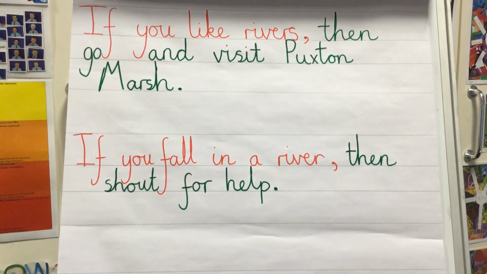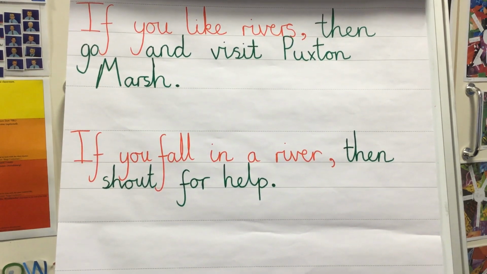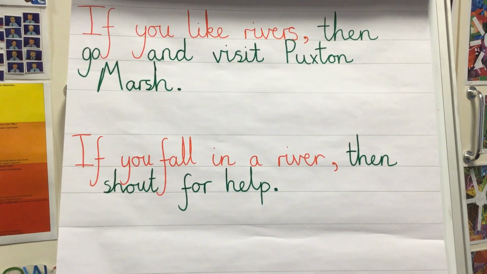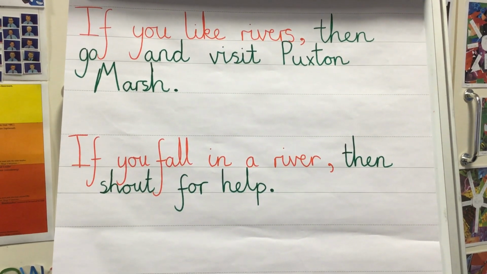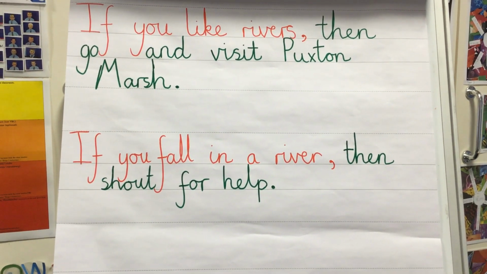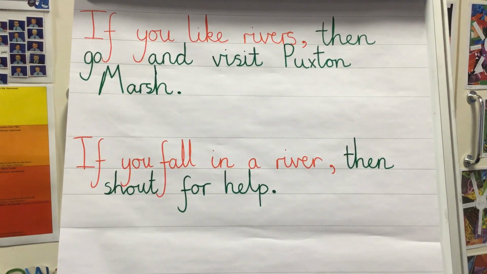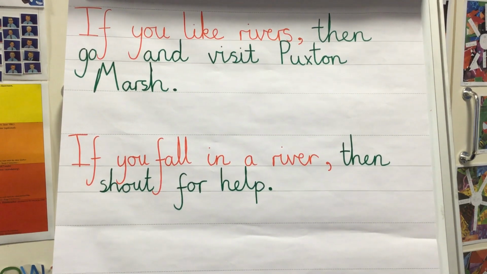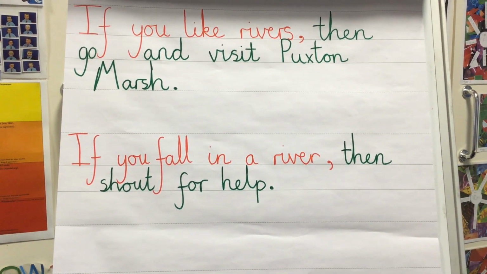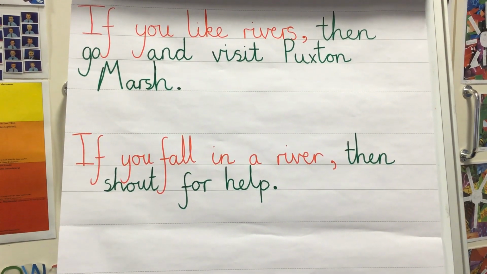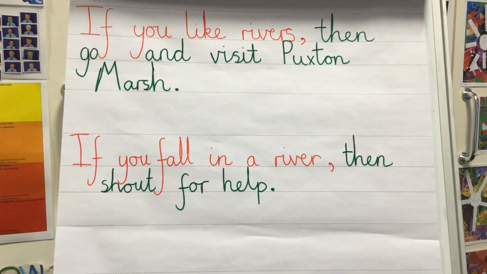So I had a little go at writing my if-then sentence too. If you fall in a river, I've started that part of the sentence, the subordinate clause, with a capital I for the word if. If you fall in a river, comma, then shout for help. And I've remembered my full stop at the end. Is there any way I could make this sentence even better?